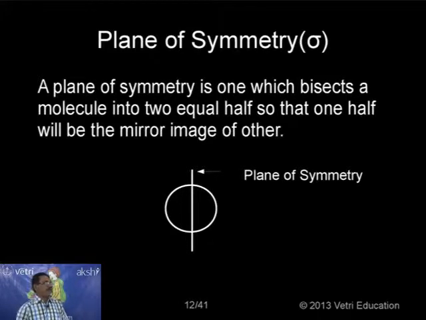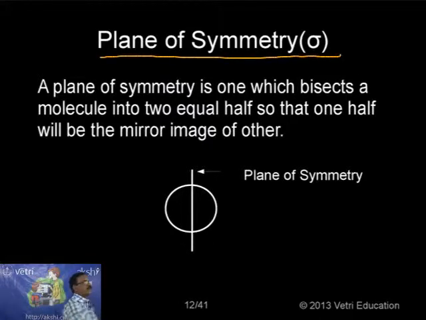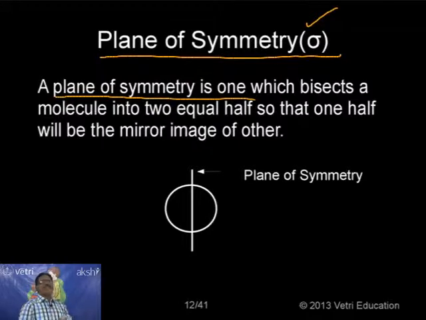Okay, let me come to plane of symmetry. The plane of symmetry is usually indicated by sigma. What is a plane? A plane of symmetry is one which bisects a molecule into two equal halves.